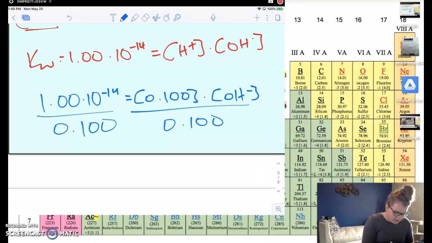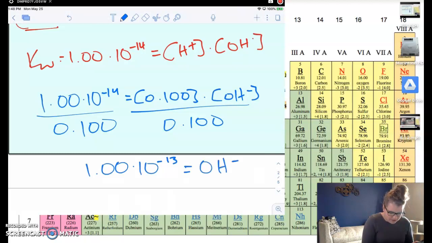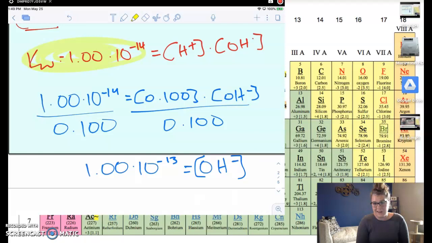Calculators, they betray you. I'm getting 1.00, watching my sig figs, times 10 to the negative 13th for the concentration of hydroxide ions. So basically, if you know the concentration of one of the ions, either H or OH, Kw for water is always going to stay consistent at 1.00 times 10 to the negative 14th. So if you know one of them, you can solve for the other.